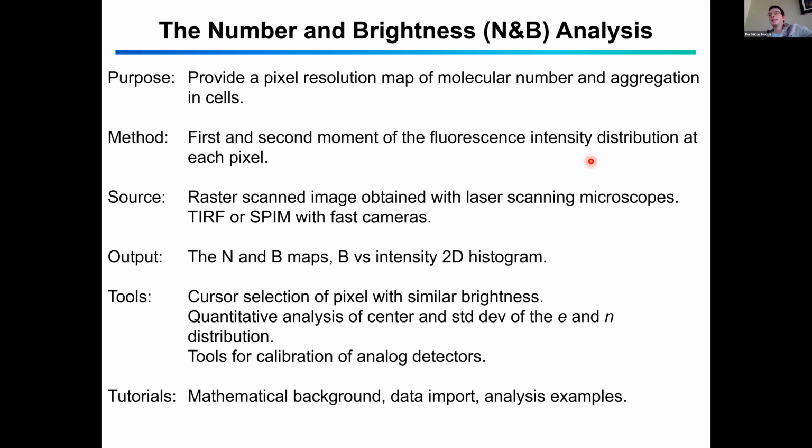And what can you use as an input? You can use the same raster scanned images that we just used for the RIGS analysis, but you can also use this, for example, with camera images obtained by total internal reflection microscopy or single plane illumination microscopy under certain conditions, which we'll go into a bit later. So what you get is number and brightness pixel by pixel maps. And then you can use cursor analysis, where you select certain regions of the cell and ask what is the oligomerization state. Or you can, in the N versus B plot, select, for example, the dimers and then highlight them in the cell.